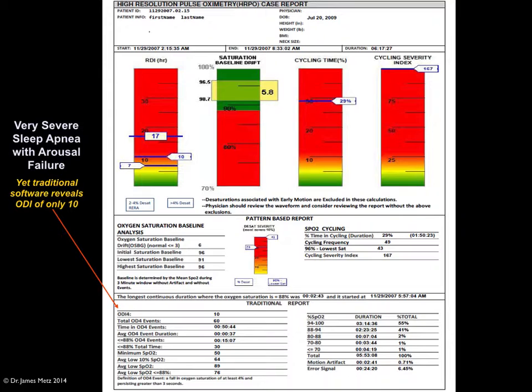And so if you look down here, the ODI levels, which is all that many oximeters give, show an ODI of only 10, which says it's barely even apnea. But if you look at the cycling severity index being so high and picking up a 17 as an RDI, this isn't mild. So when you're working with an inferior oximeter, be really careful. You can't be careful enough.